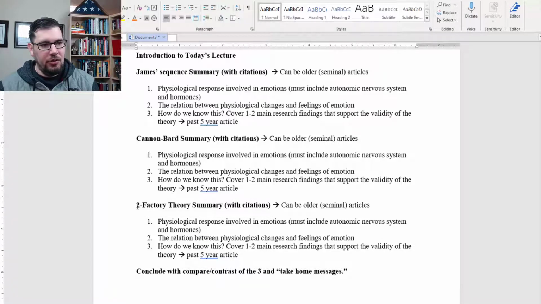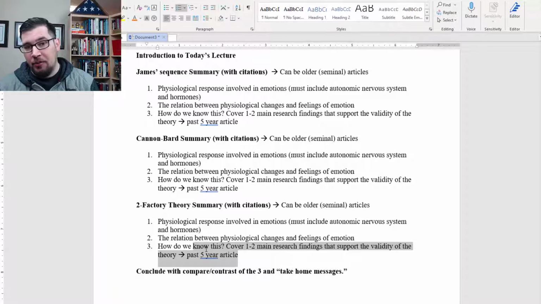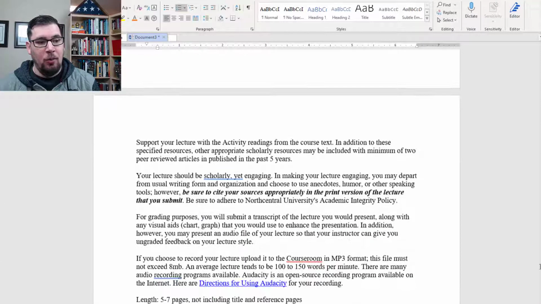This is sort of a top-level meta view, and this is 1 to 2 articles that support the validity of the theory, not just explaining the theory. This should be supporting the validity of the theory. In other words, saying the theory works. Other articles may say the theory doesn't work. You're not focusing on those articles right now. So you could include them, but I would definitely include one that supports the validity, because that's what's asked. So I hope that made that more clear.